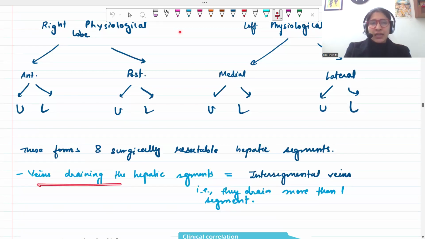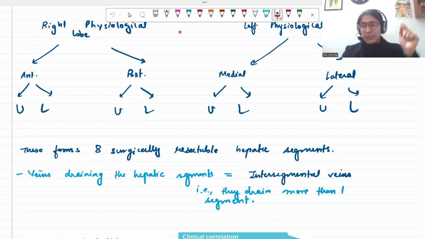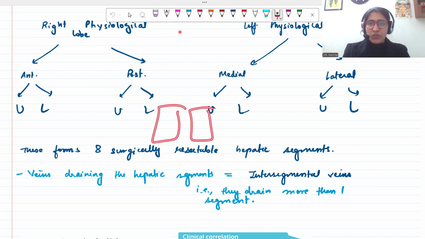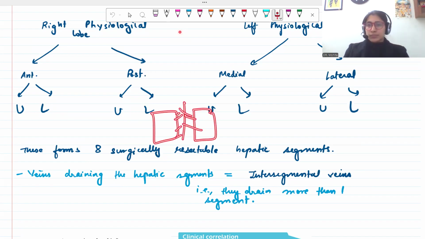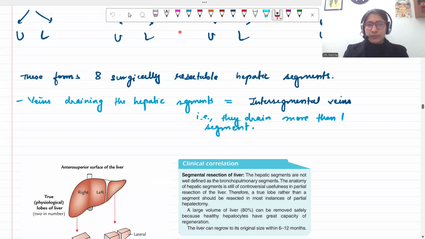Also, the veins that are draining these segments will be intersegmental veins. जैसे bronchopulmonary segment में भी intersegmental veins ही थी. That means between the two segments a vein is present. That means this vein is draining more than one segment. If this makes sense, can we move forward?